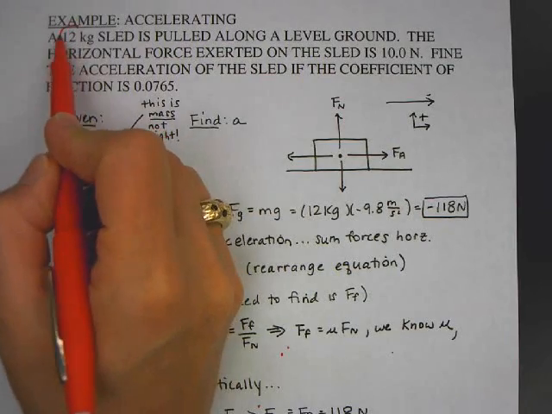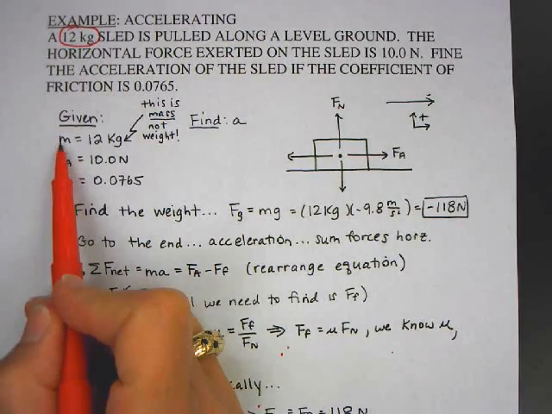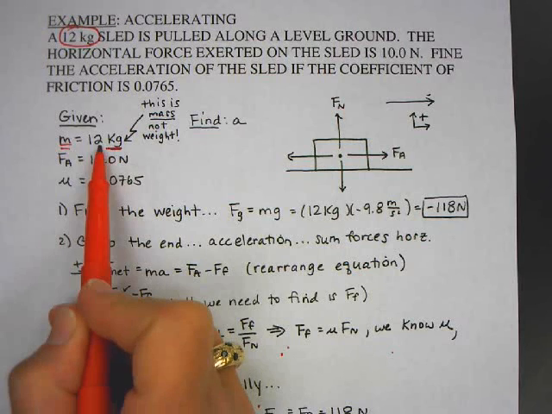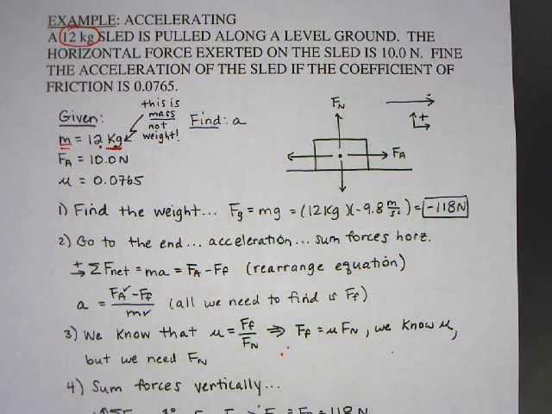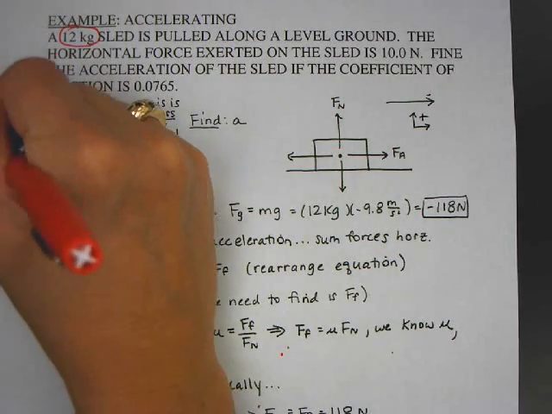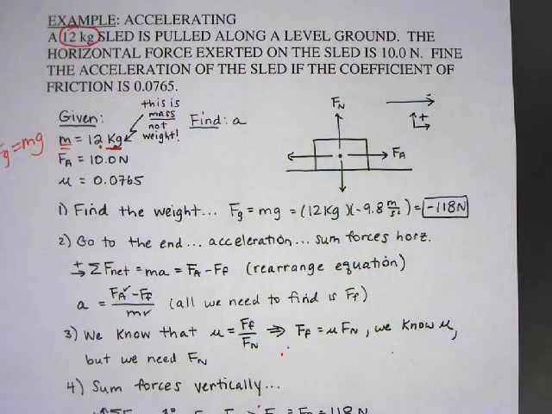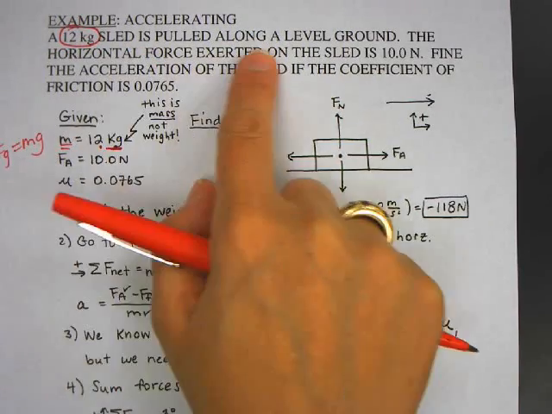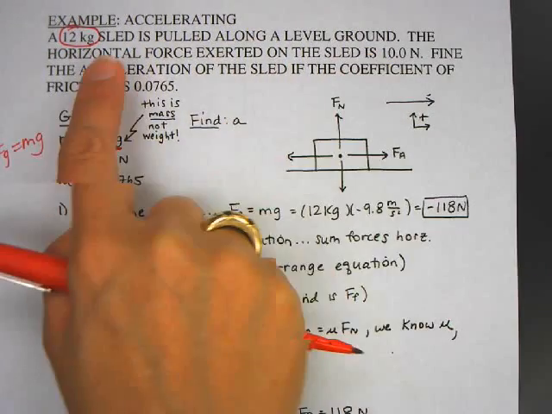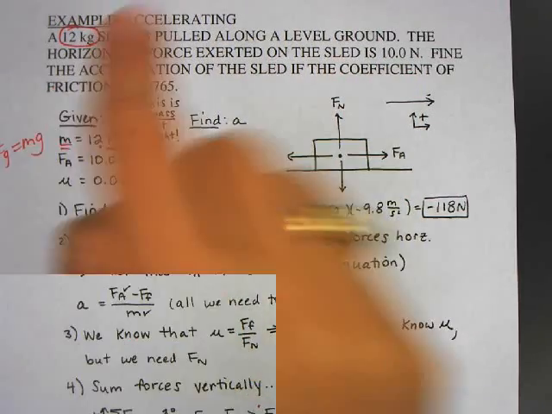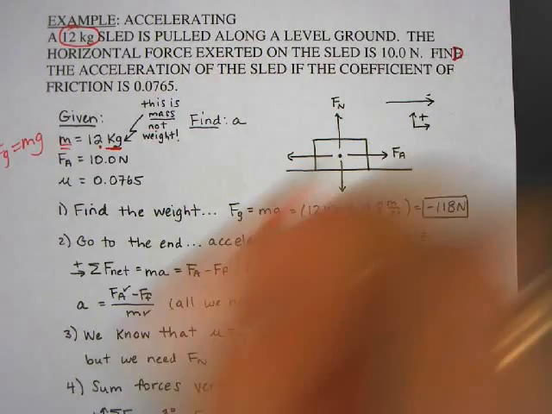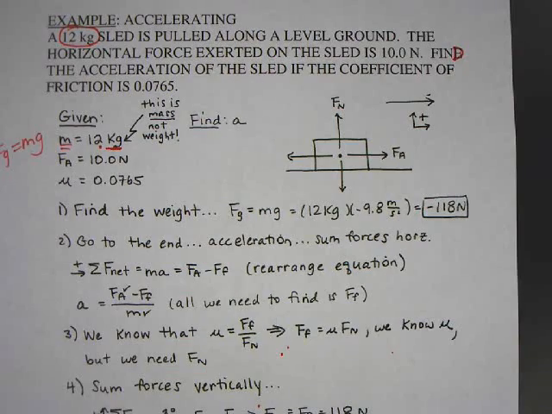So it says a 12-kilogram sled. This is the mass. So be very aware of these units, that this is mass and this is not weight. If I have the mass, can I find the weight? Sure I can. I can use the equation F of g is equal to mg. So I know I'm going to have to do that later. It's pulled along a level ground. The horizontal force exerted on the sled is 10 newtons, so that's my applied force. Find the acceleration of the sled if the coefficient of friction... So they gave me mu. So now I want to find the acceleration.